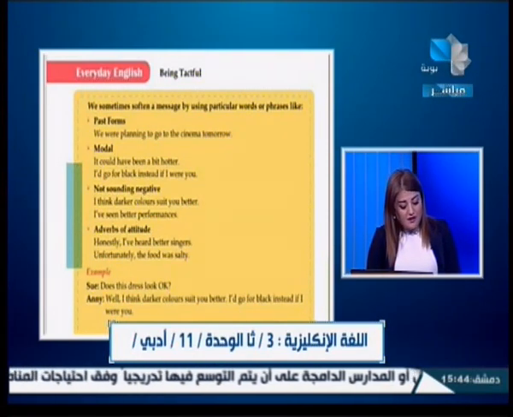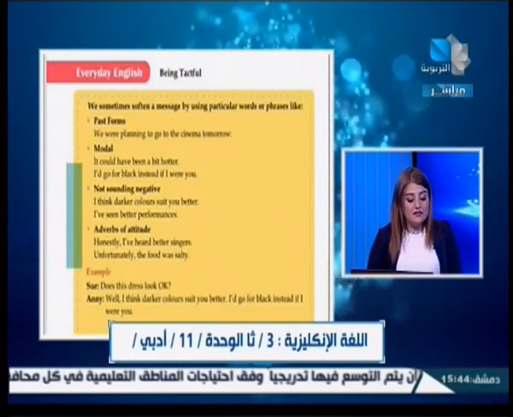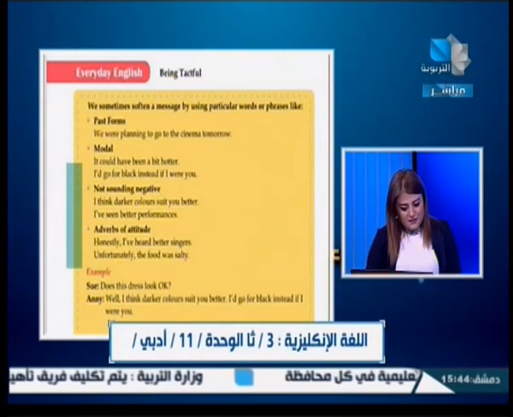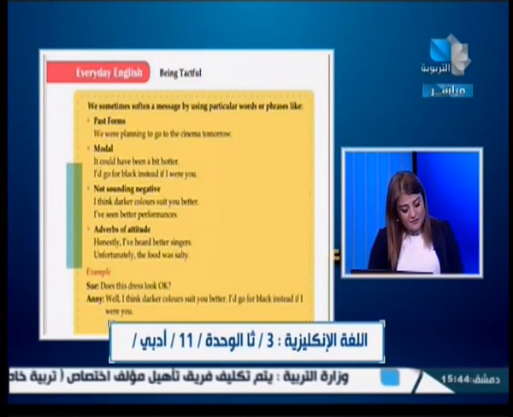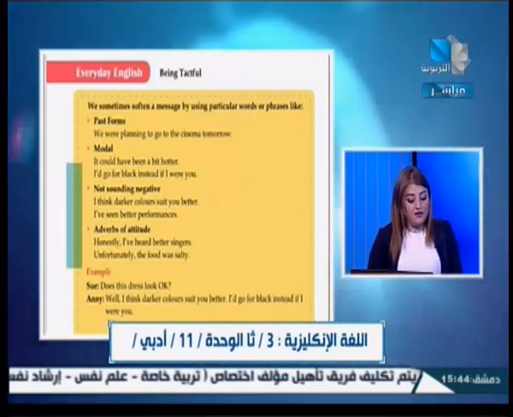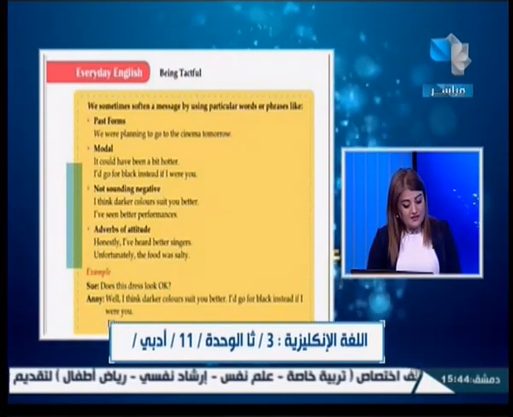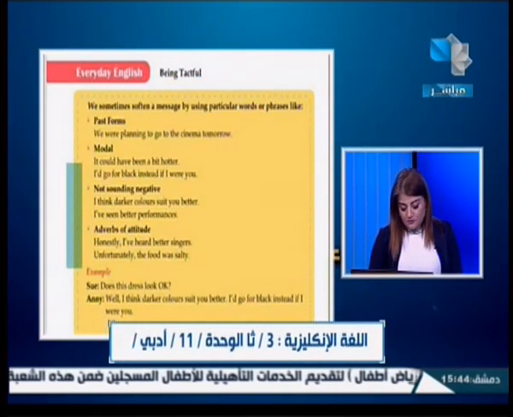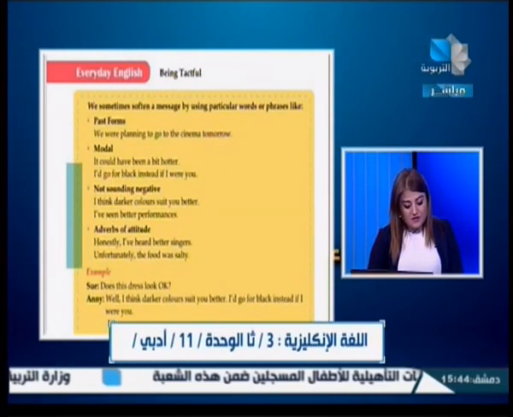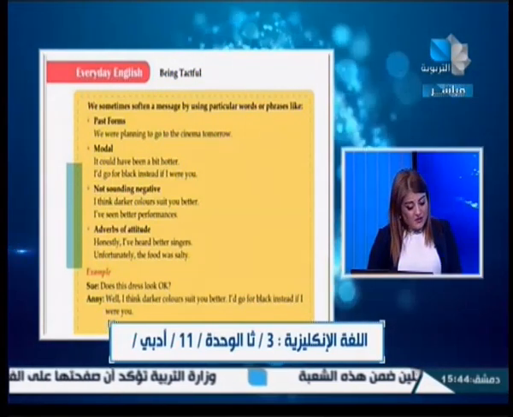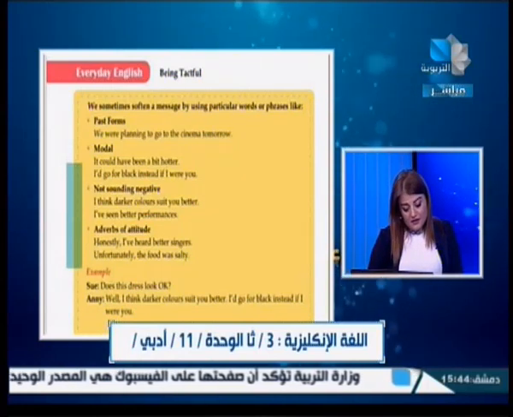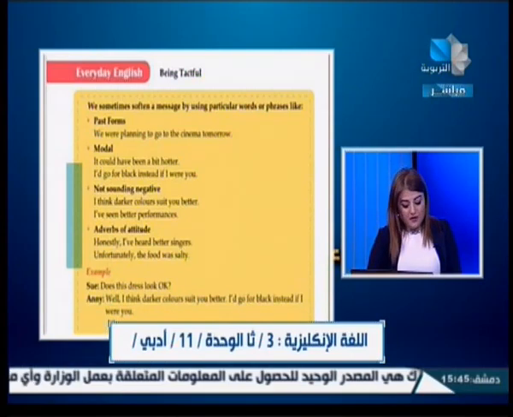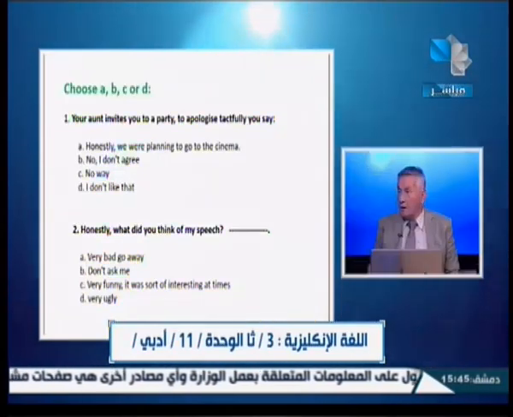Also, we have another example: "I have seen better performances." So, not to be negative, that's better. Also, we have adverbs of attitude like "honestly, I have heard better signals," or "unfortunately, the food was salty." We have also an example. "Does this dress look okay, Annie?" "Well, I think darker colors suit you better. I would go for black instead if I were you." Now we can go to the questions.